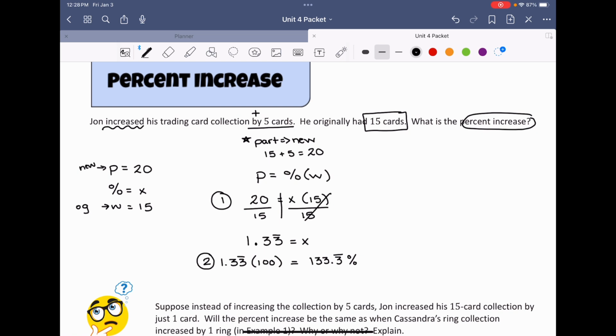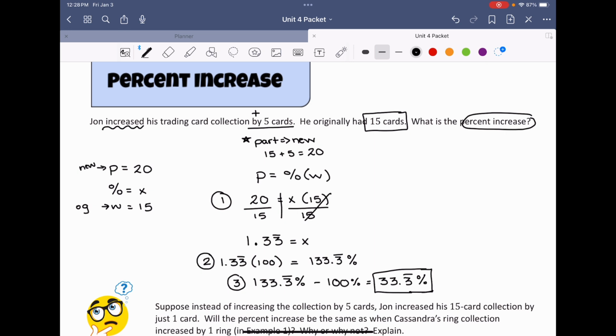Now, I just want the increase, so I'm going to subtract. So 133.3 repeating minus 100. I'm going to have 33.3 repeating percent. So that's the percent increase.